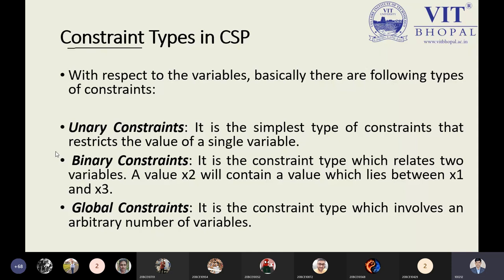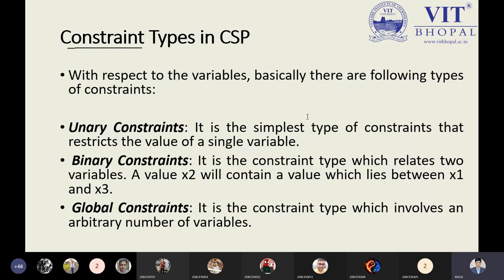Just tell me right now, is it possible or not? Can we have the linear constraint or non-linear constraint? Think and tell me. We have different types of data, so it is also possible to have linear constraints and non-linear constraints.